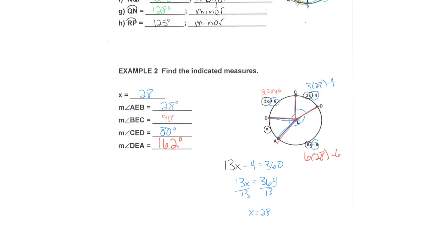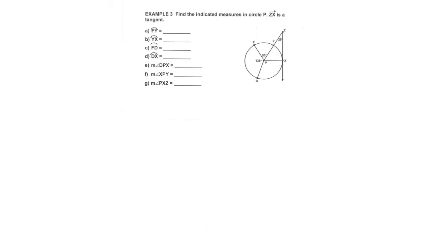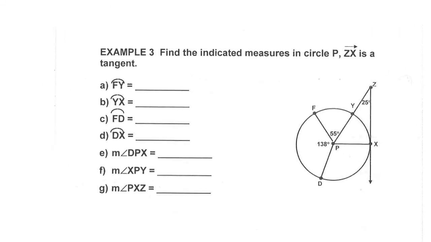So really not that tough, guys. Just a few things you need to remember. Now let's look at the next page. So more of the same. This one adds in another element, though. It says find the indicated measures in circle P. It says ZX is a tangent.